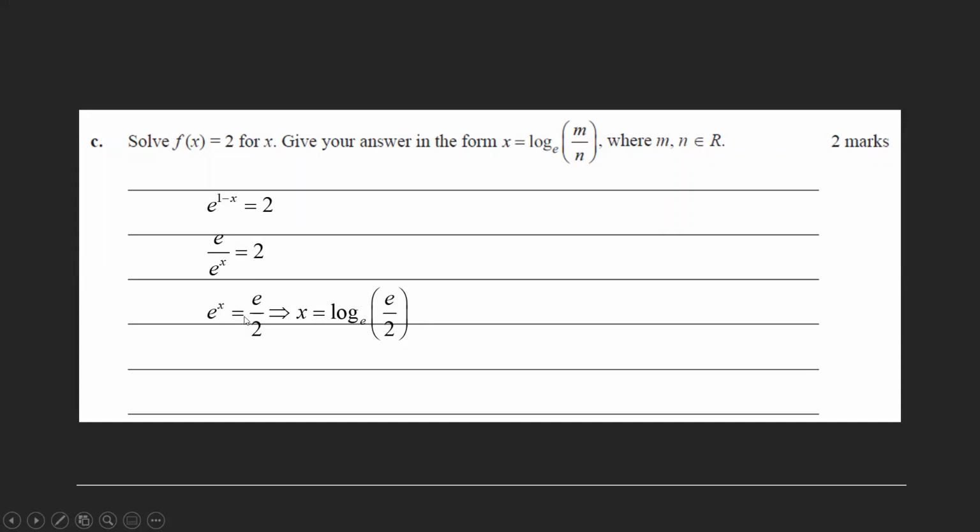e to the power of x is half e. So take log on both sides with base e. You will get x equals log e of half e in a bracket. And put a bracket here. Try not to write something like log, that will be very ugly.